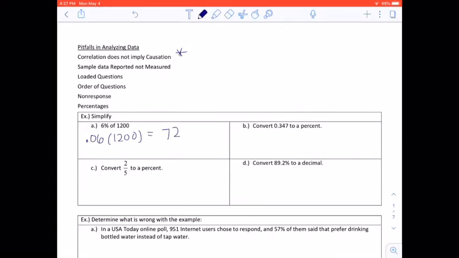Converting 0.347 to a percent, we're going to move our decimal place 2 times to the right, and we get 34.7%. Converting 2/5 to a percent, we can divide our denominator into our numerator, and when we do this, we get 0.4, and moving our decimal place 2 times to the right, we get 40%. Converting a percent to a decimal, we're going to move our decimal place 2 times to the left, and we get 0.892.